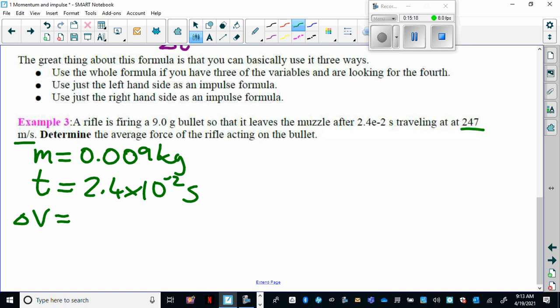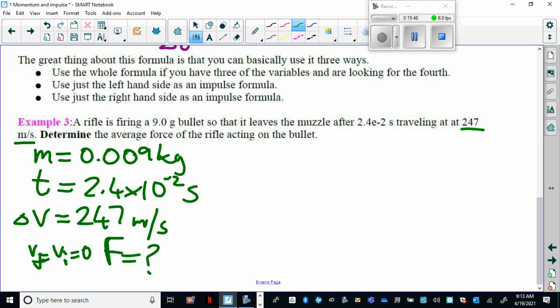A rifle is firing a bullet, so that leaves the muzzle traveling at that velocity. So that is the delta v. Really, it's vf, the final velocity, but vi is 0, and therefore vf is the same thing. Right, 247 minus 0 is 247. Determine the average force. So we're looking for force, question mark. There's our 4 variables, and we just highlighted this wonderful formula. We're solving for force, so that's pretty easy.